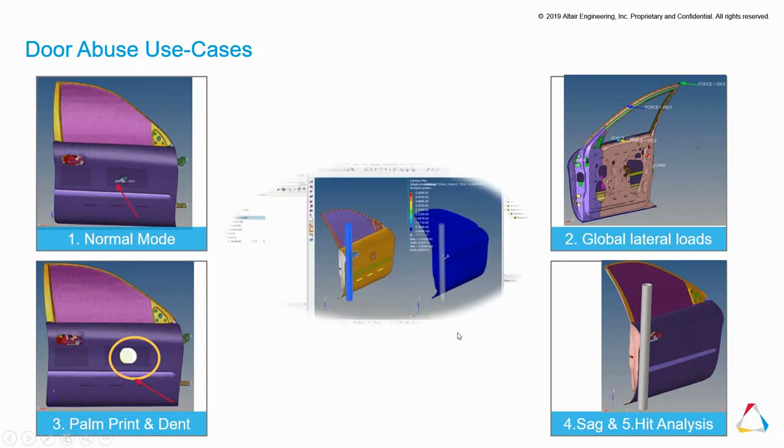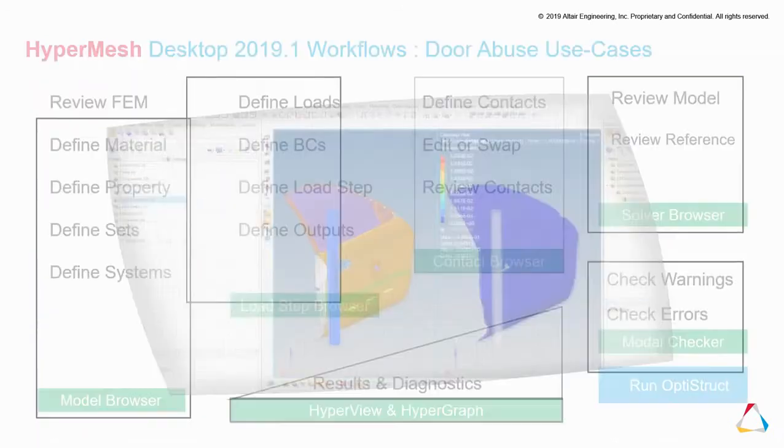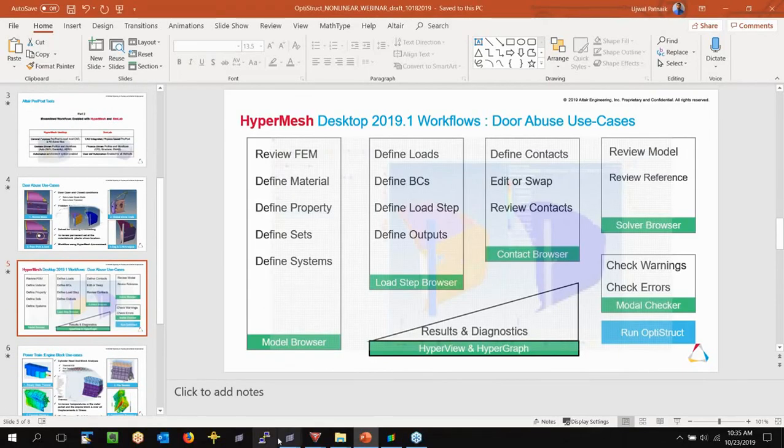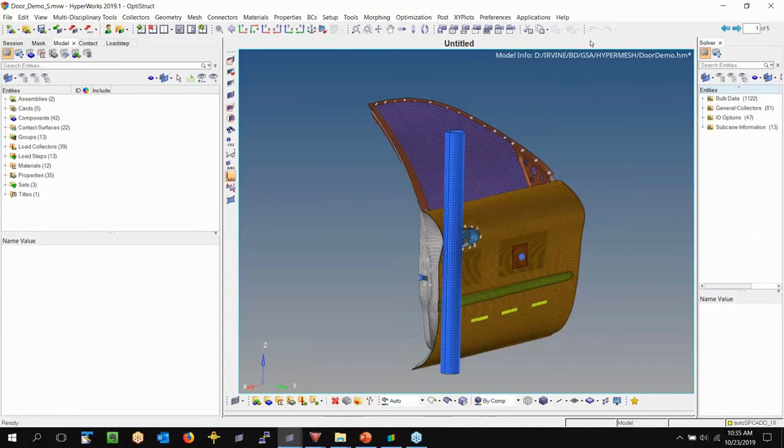So let me go through some of the processes in HyperMesh in order. We'll go through a quick model browser, load step browser, contact browser, and solver browser to quickly review, and then submit the job and look at the results. So let me jump from here to HyperMesh. If you have seen HyperMesh before, or if you haven't, in the HyperMesh environment, on the left side is the model browser, where you can see the list of entities which is already there for the existing model.